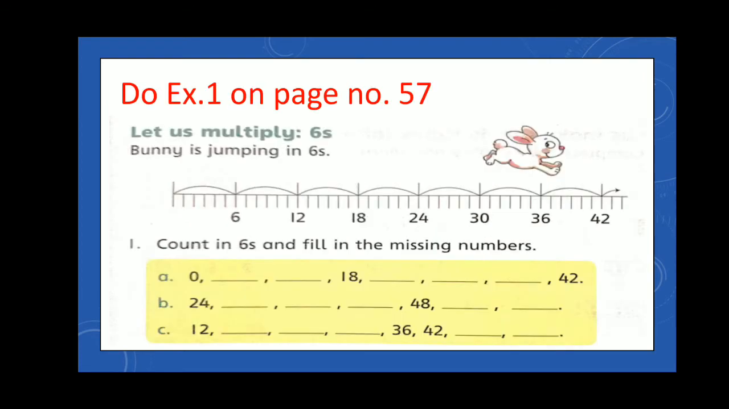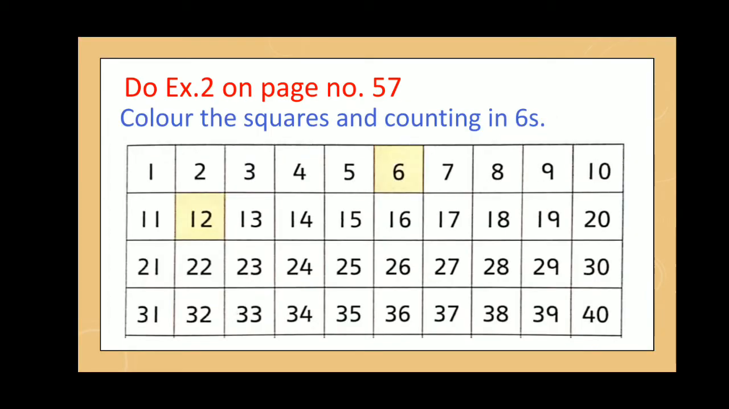Now open page number 57. Do exercise 1. Complete the missing numbers in your book. Let's have a look at exercise 2 on page number 57. Here you have to color the squares by counting in sixes. Like 6, then after counting in sixes, the numbers come 12, then 18, after that 24, then 30 and last 36. Now complete it in your book.